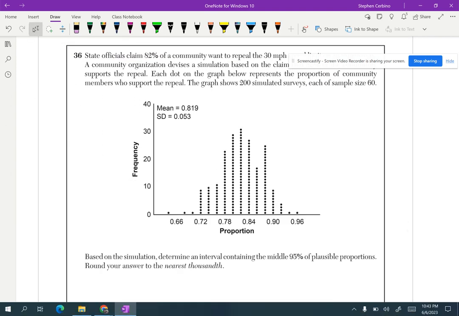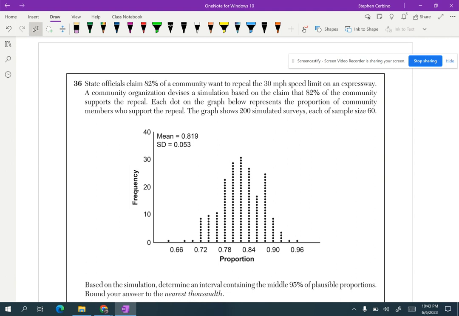Let's see. All right, so we have this state official. We have a bunch of information here in this opening paragraph explaining how we created our simulation. So we're creating a simulation around the fact that 82% of the community wants to repeal the 30-mile-per-hour speedway, and we are going to re-simulate that 200 times, meaning there are going to be 200 dots in this potential distribution. The average of all the dots is 0.819 or 81.9%, and the spread or the variability of your dots has a standard deviation of 0.053.